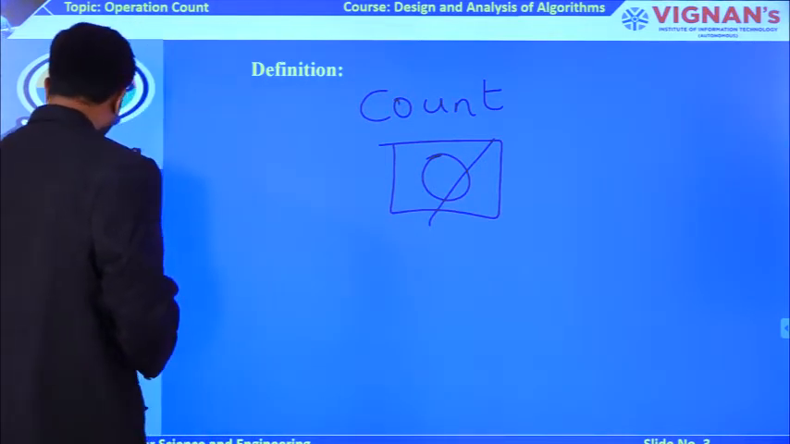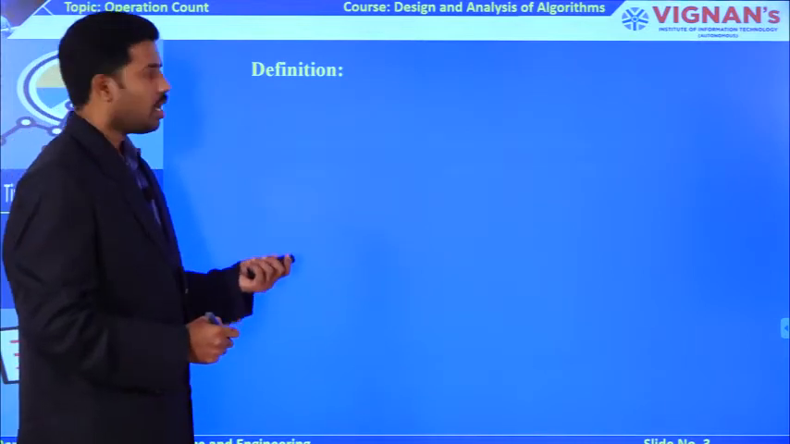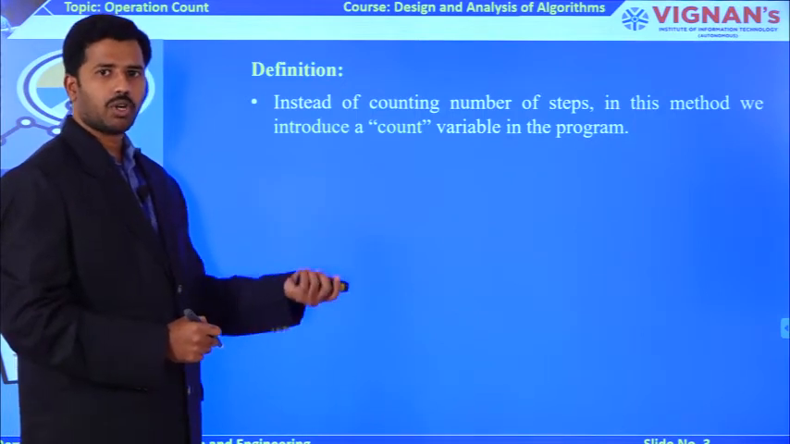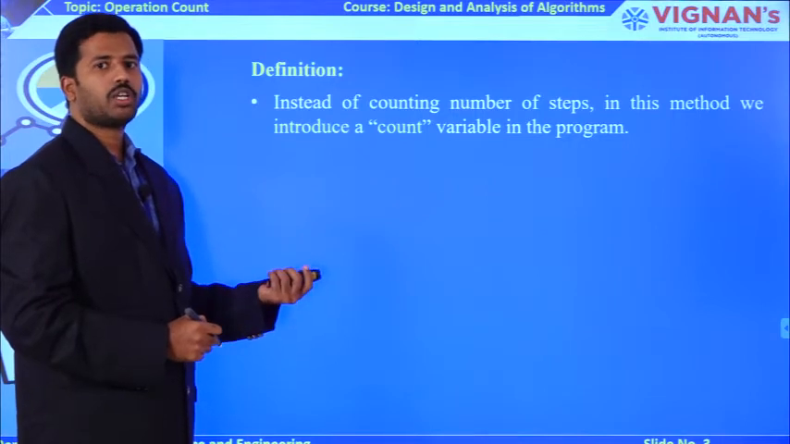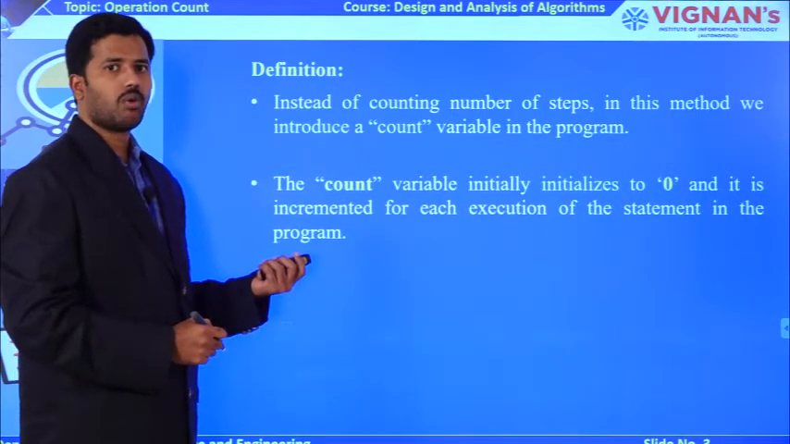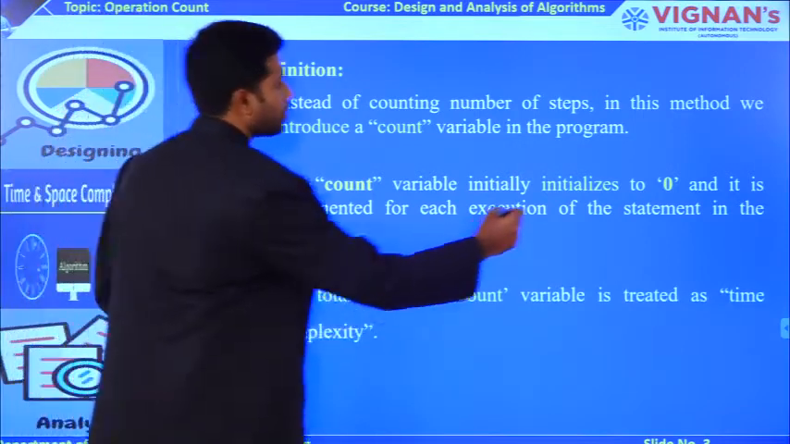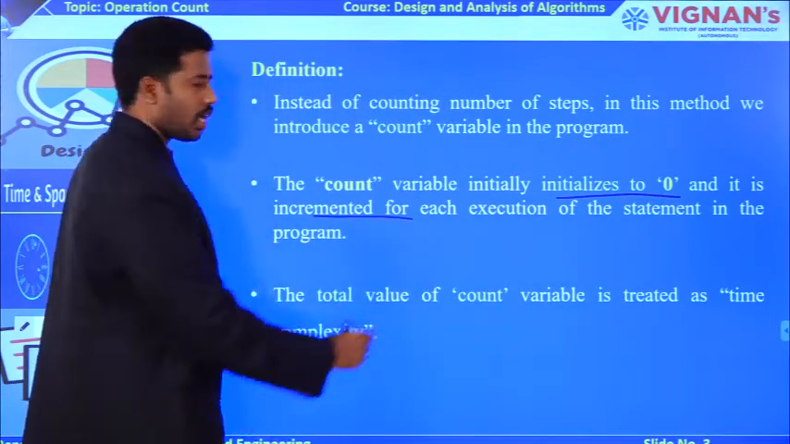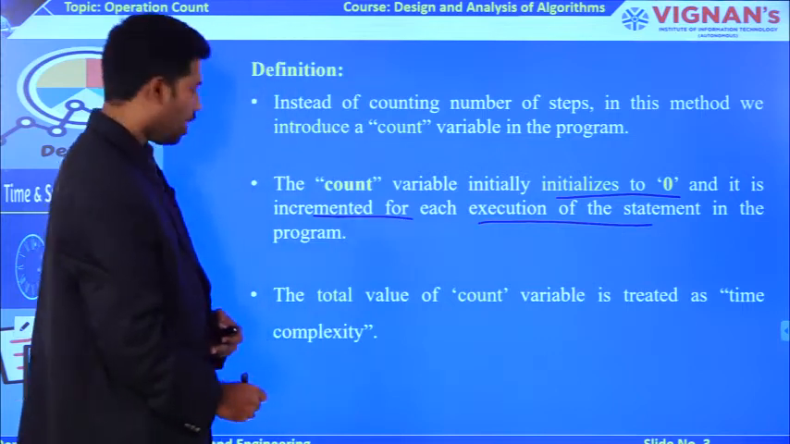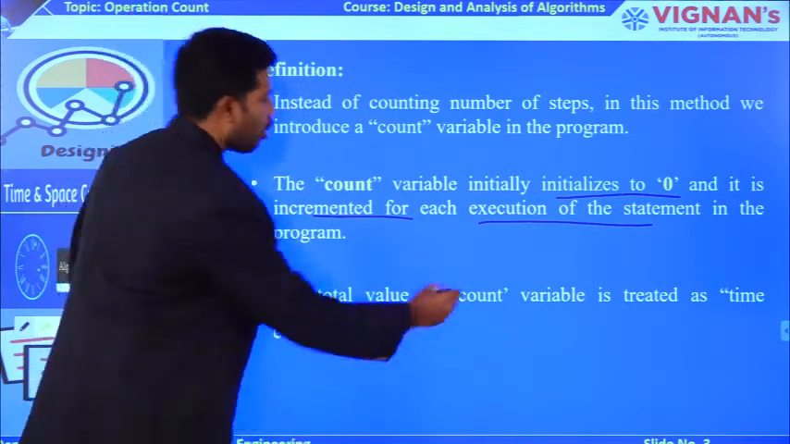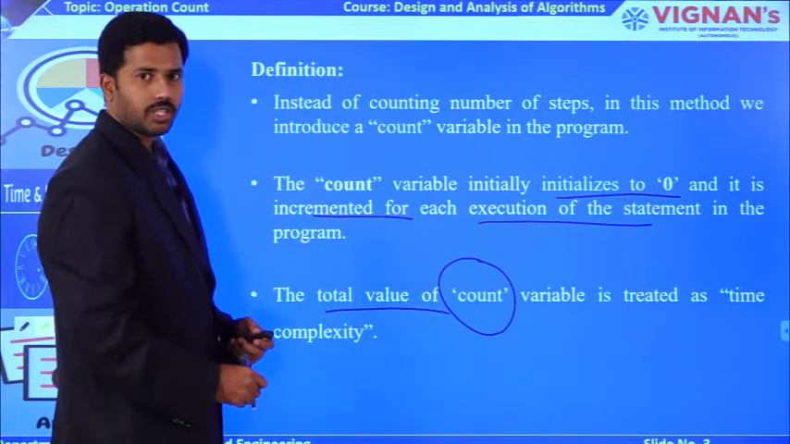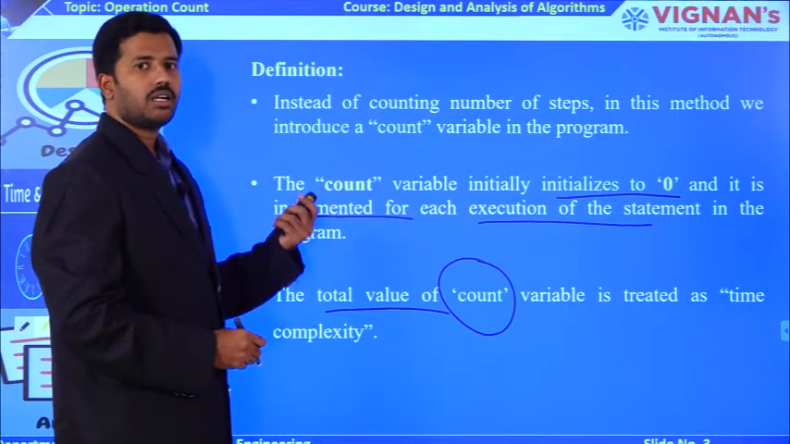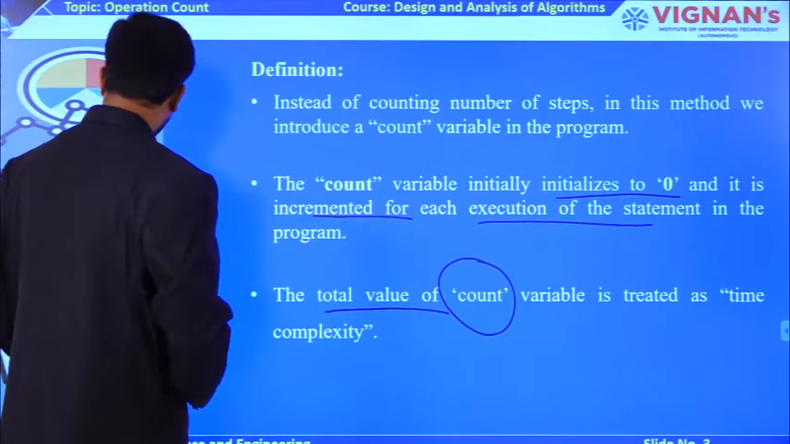Now let us focus on the definition. Instead of finding the number of steps as in the step count method, in the operation count method we count the number of operations through a count variable. Initially the count variable is initialized with 0, and it is incremented for each execution of a statement. The final value in the count variable is considered the total time complexity. Now let us discuss an example of how this method works to get the time complexity of an algorithm.